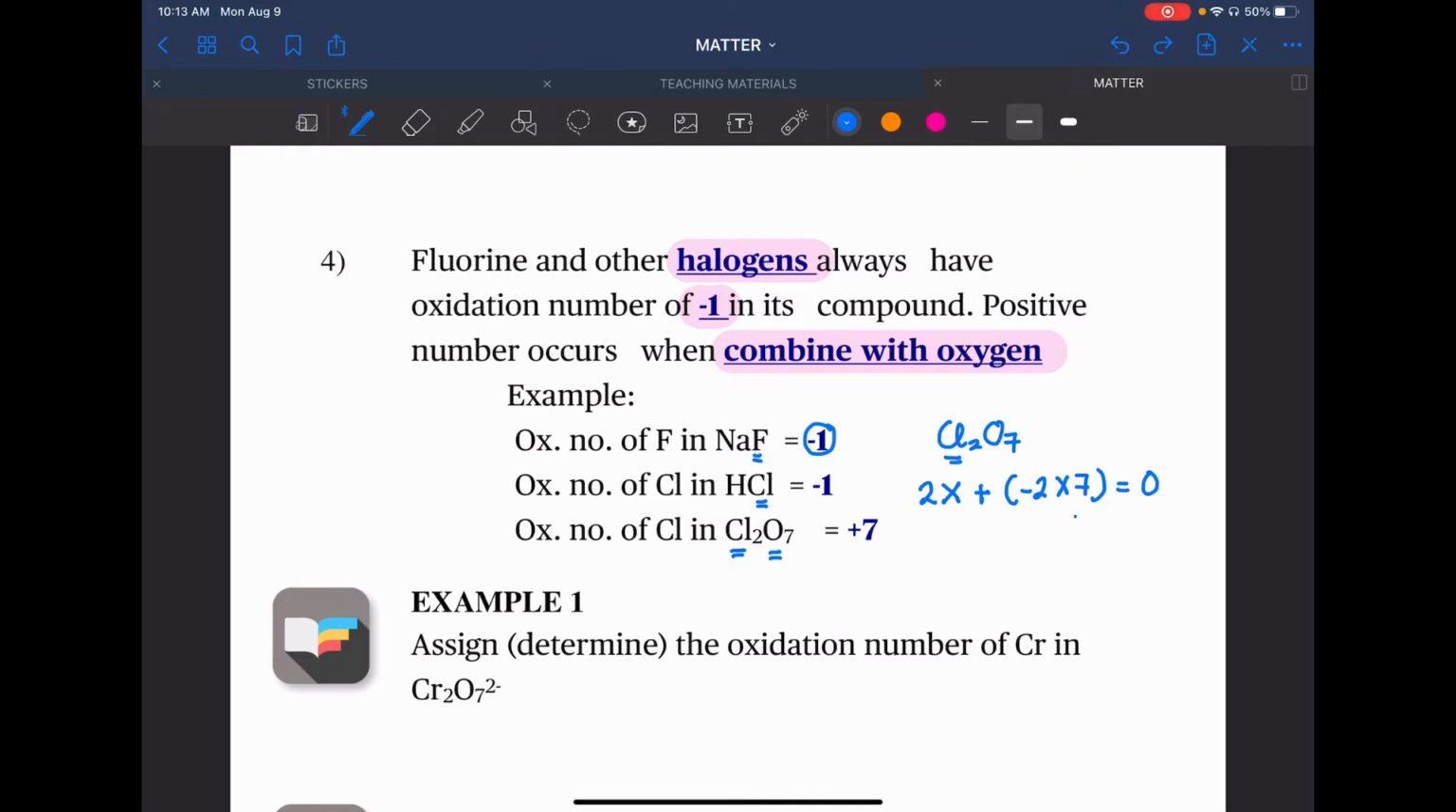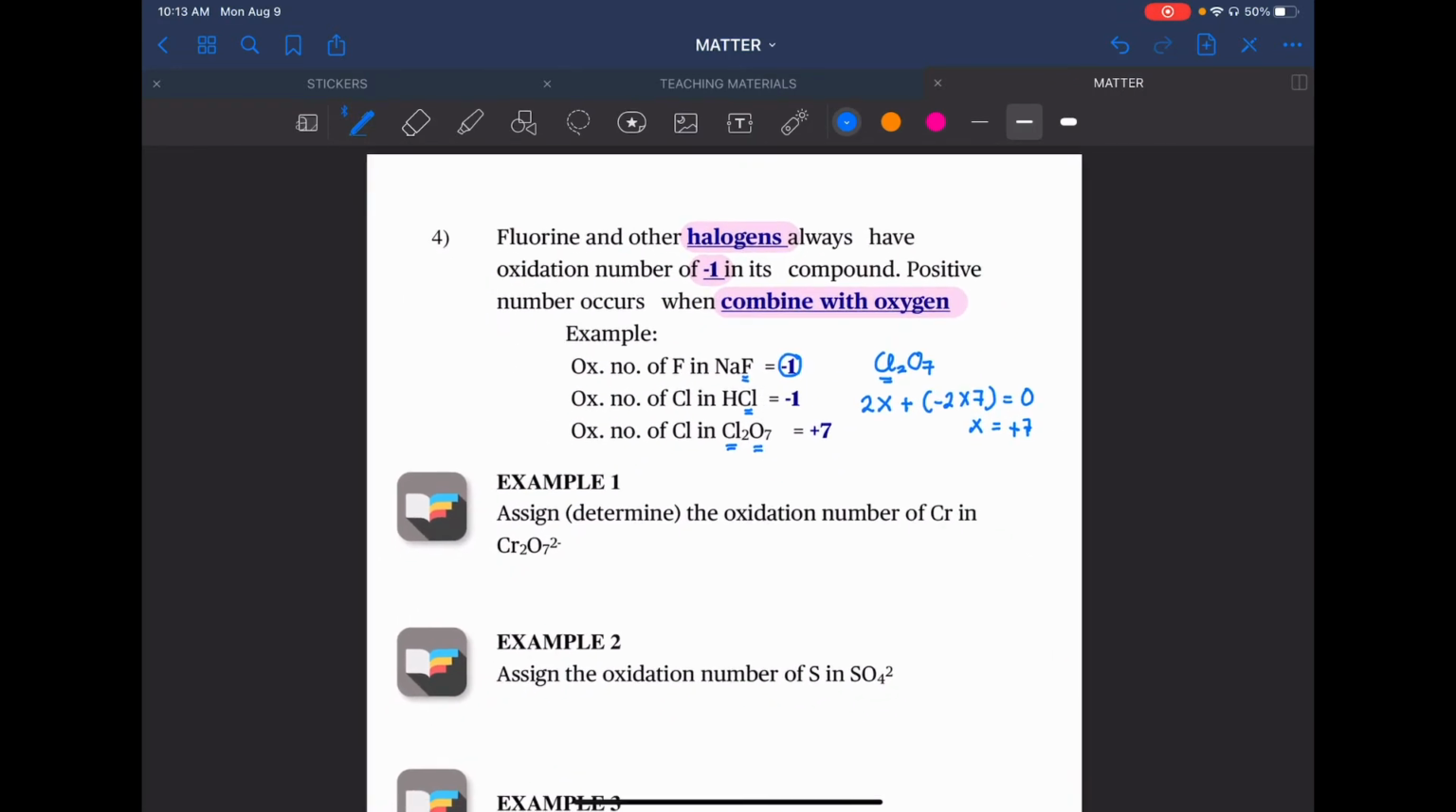Okay, now solve the equation. So you should get X equals to positive 7. Okay, so take note lah. Kalau halogen combine dengan oxygen, so the oxidation number will become positive.